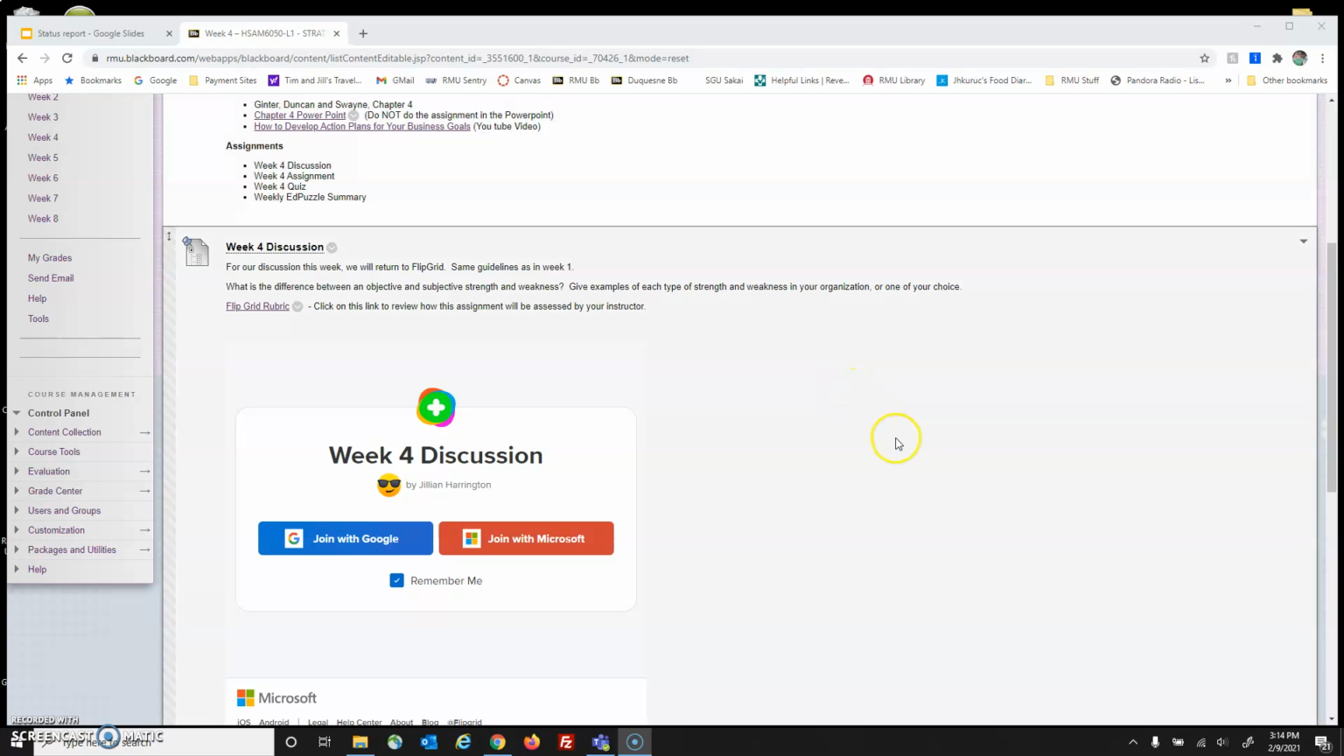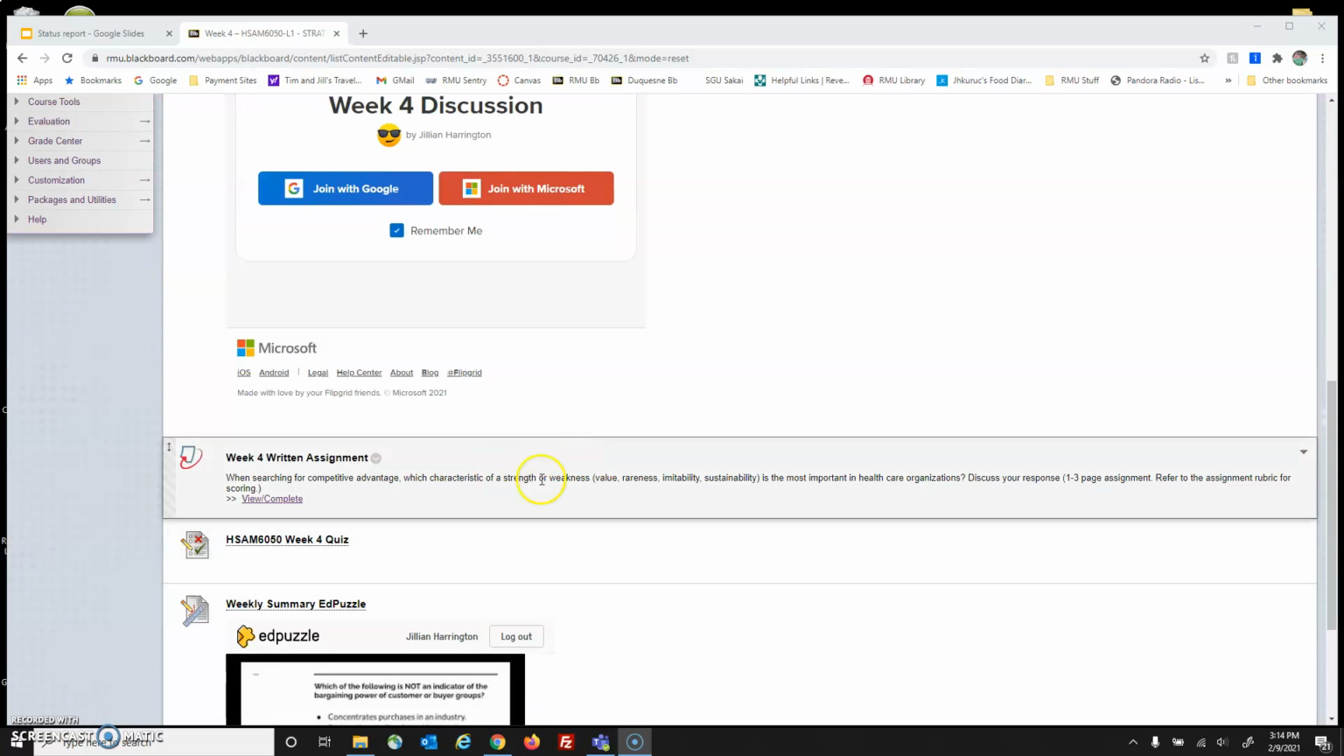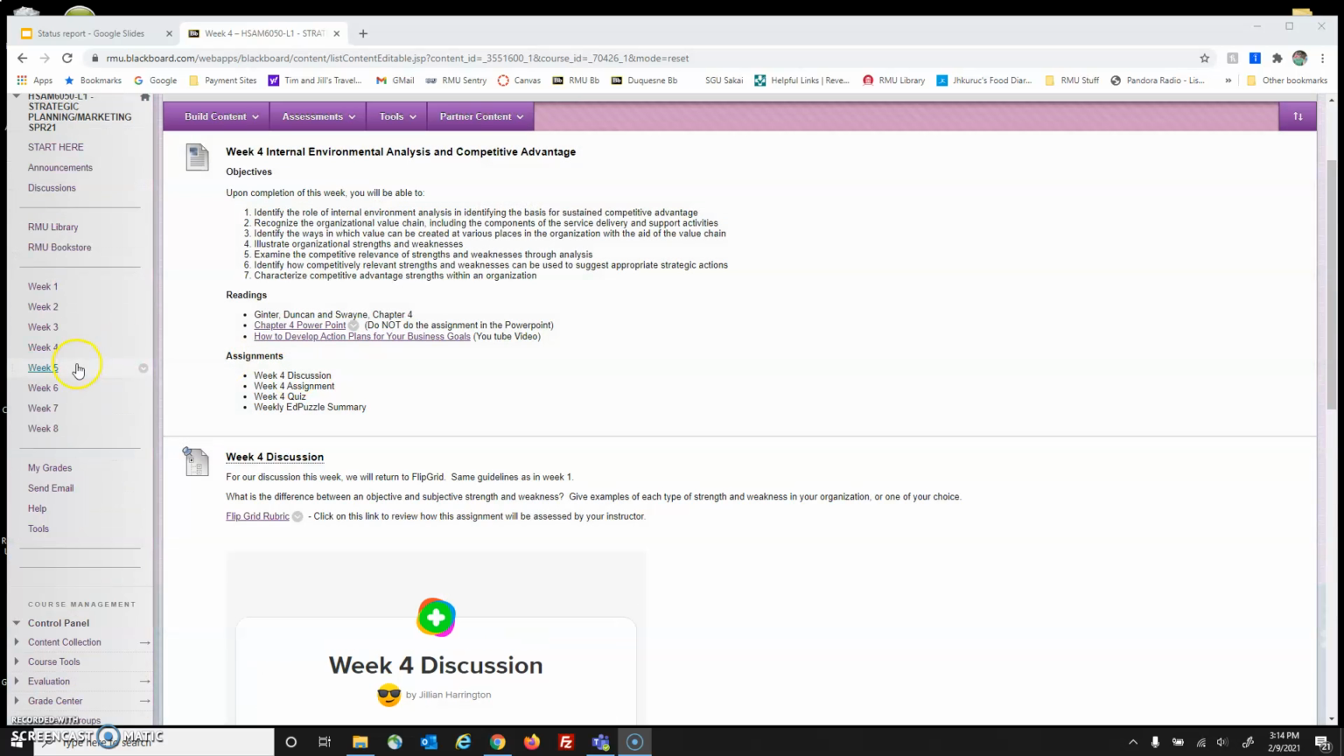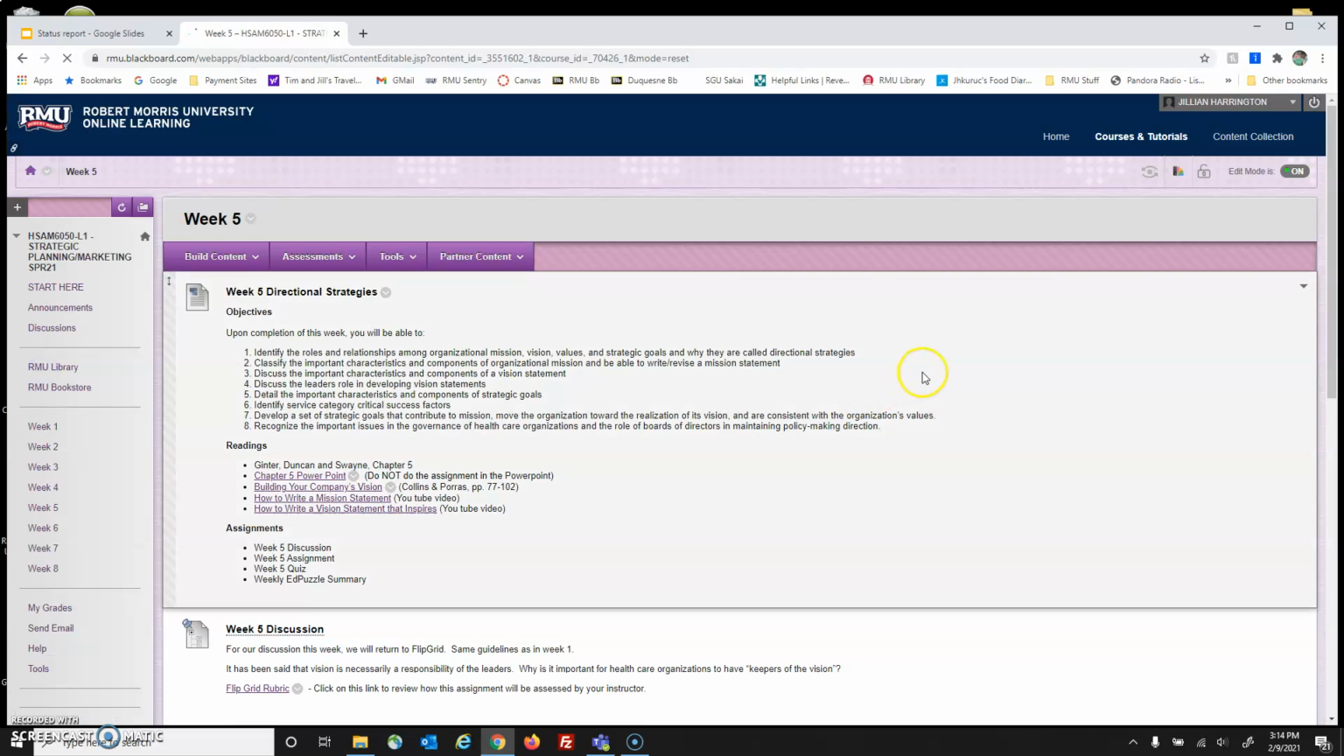So we looked at strengths and weaknesses, and a little notion here about the characteristics of strengths and weaknesses: value, rareness, imitability, and sustainability, and why that is important. And then we had our quiz and our Ed Puzzle. So let's flip over to week 5.